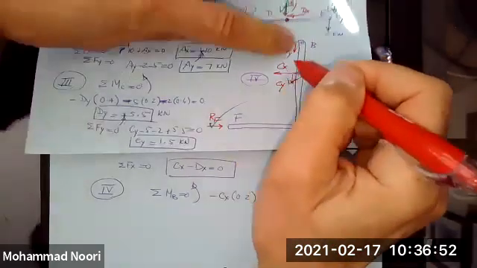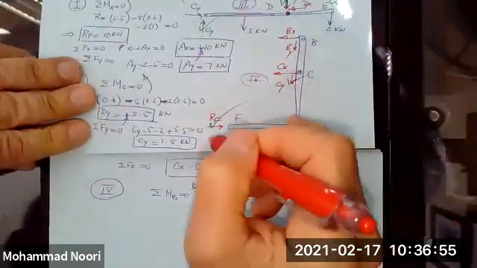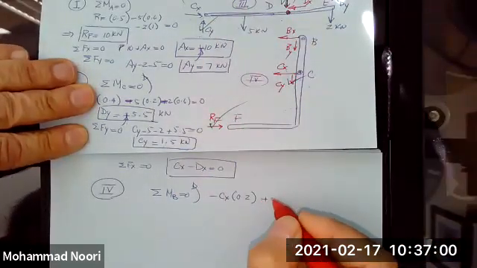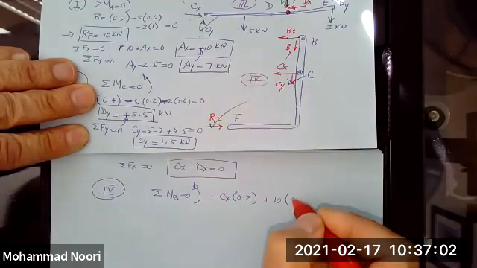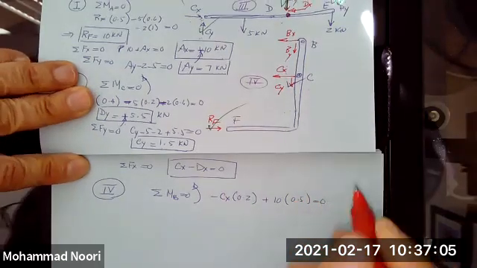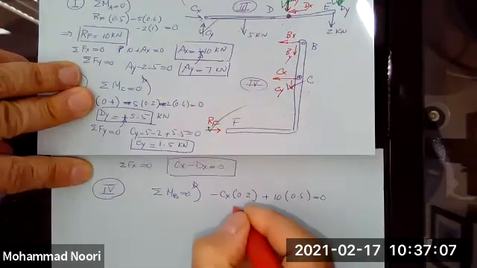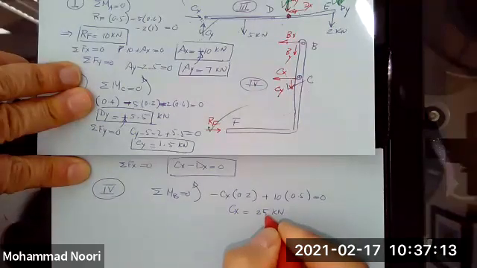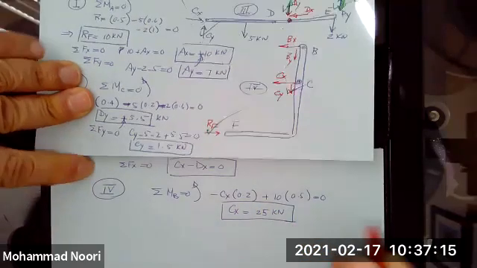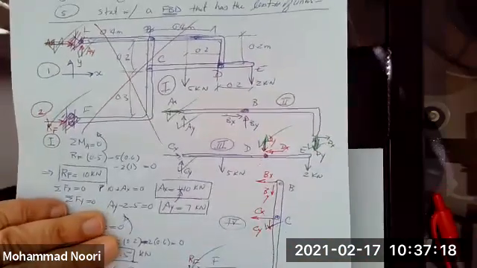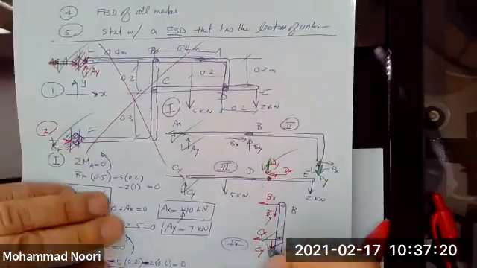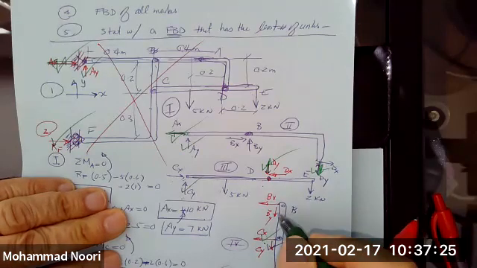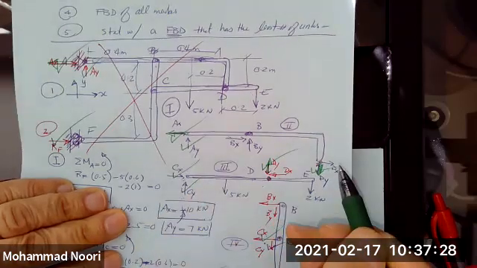And then, so I get summation of moments about this point, right? So the only other force I have is this one, which is counterclockwise, and that's 10 times this distance, 0.5, is equal to 0. And Cx comes out to be 25 kilonewton, positive. So I found Cx, put a check mark here where it appears, and that also appears here, right?